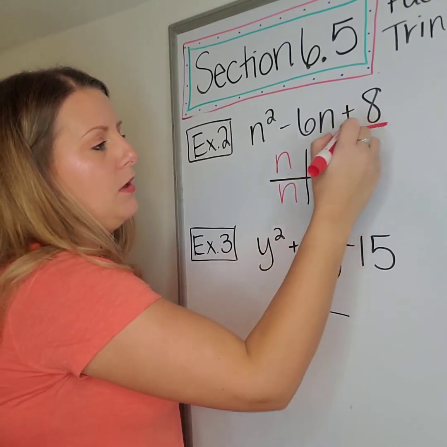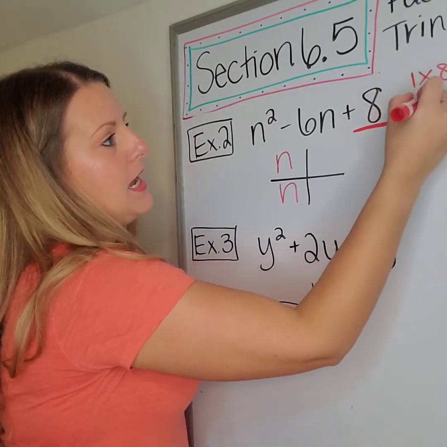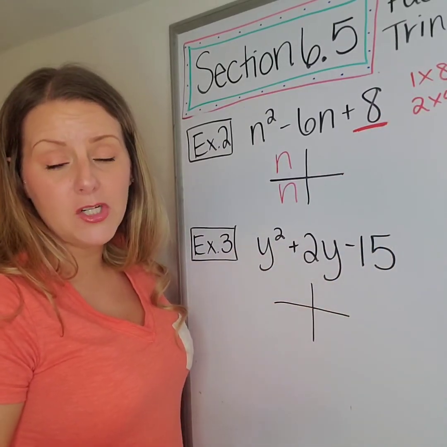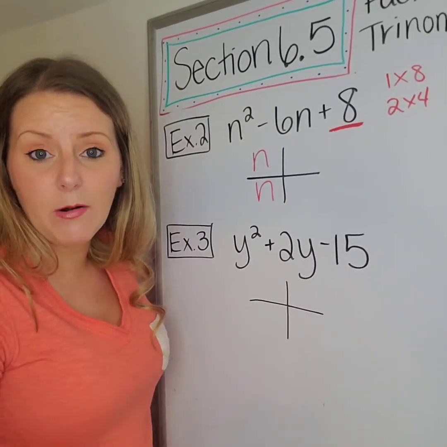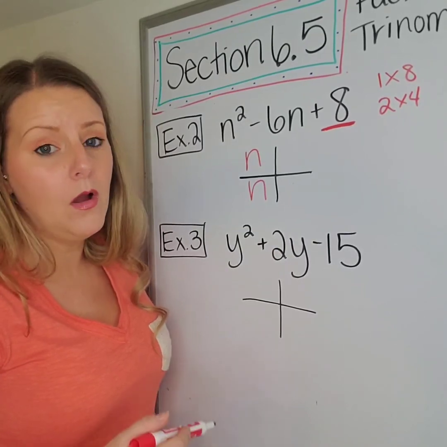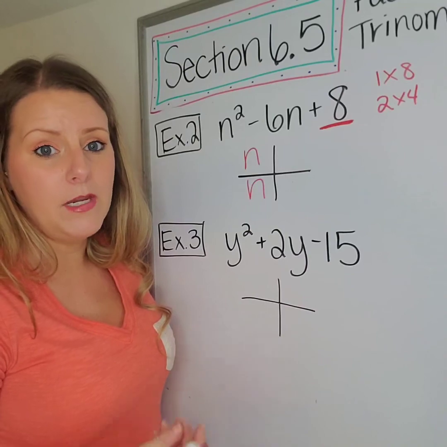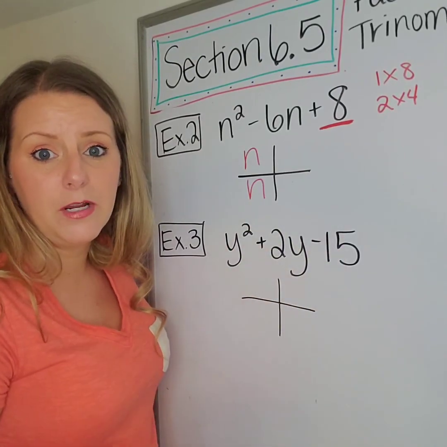So this is what we're looking at. 8: what times what is 8? 1 times 8, 2 times 4. The better you are at multiplication, the quicker you're going to be at this. There's no easy way around it. If you're not good at multiplication, it is going to be a little harder for you. So make sure you're reviewing those multiplication facts, and that you know how to multiply to 8 very quickly, or to 15 very quickly.